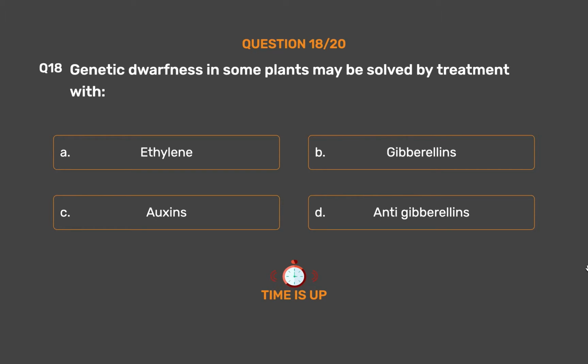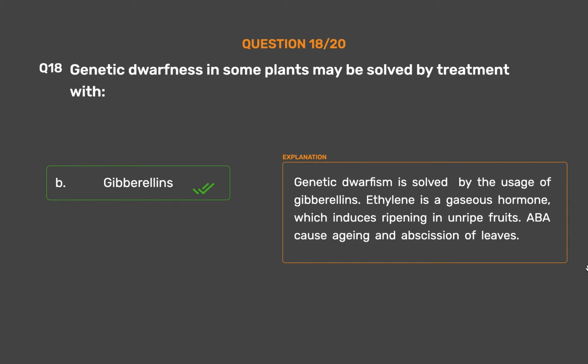The correct answer is Option B. Gibberellins. Genetic dwarfism is solved by the usage of gibberellins. Ethylene is a gaseous hormone, which induces ripening in unripe fruits. ABA causes aging and abscission of leaves.